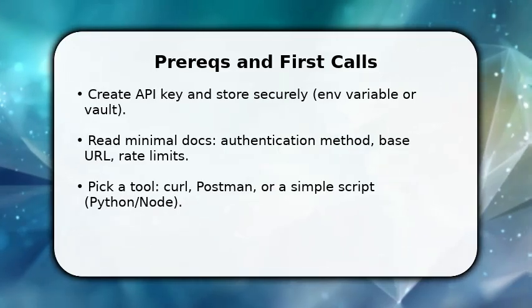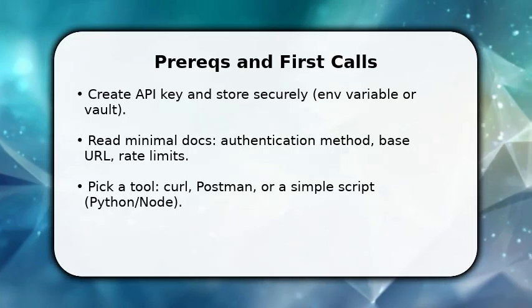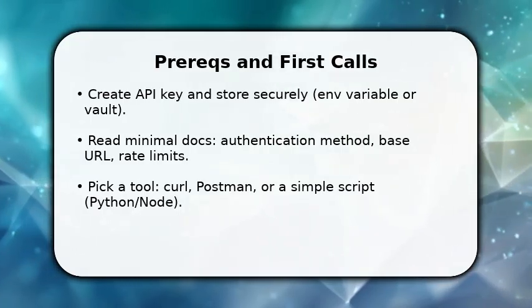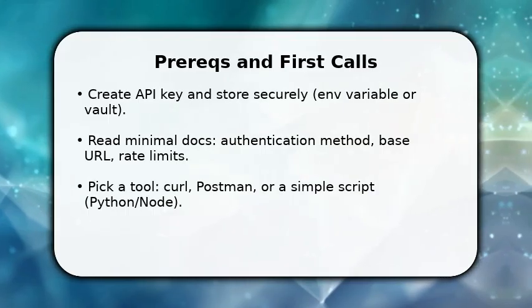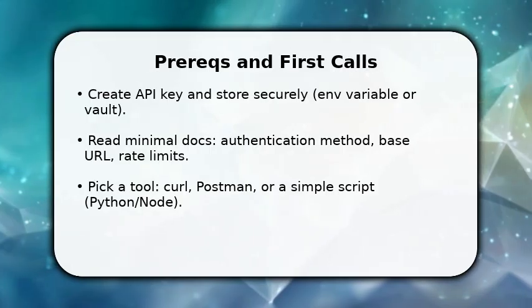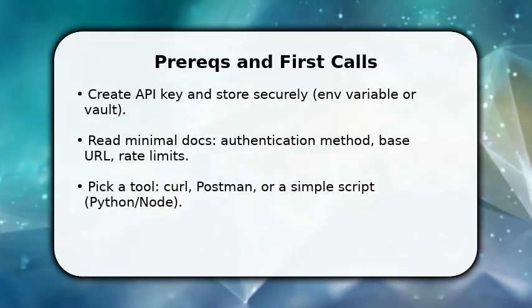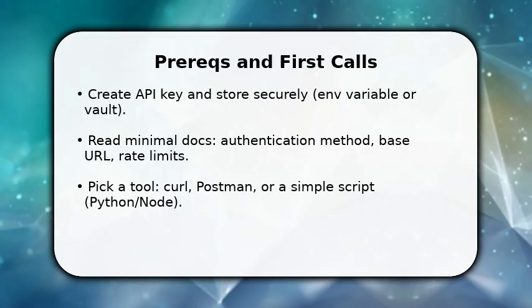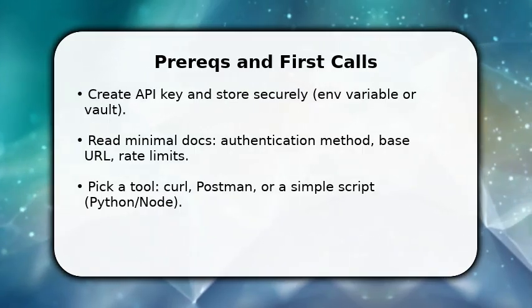You start by getting what the API needs, an API key and the authentication method. Once you have the key, store it in an environment variable so you don't hardcode secrets. Then make a simple GET request with curl or Postman to the base URL to confirm access. This proves connectivity and reveals headers.